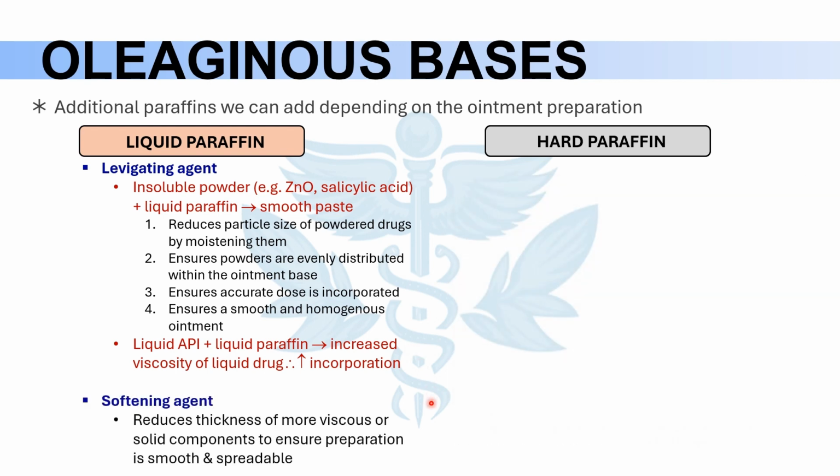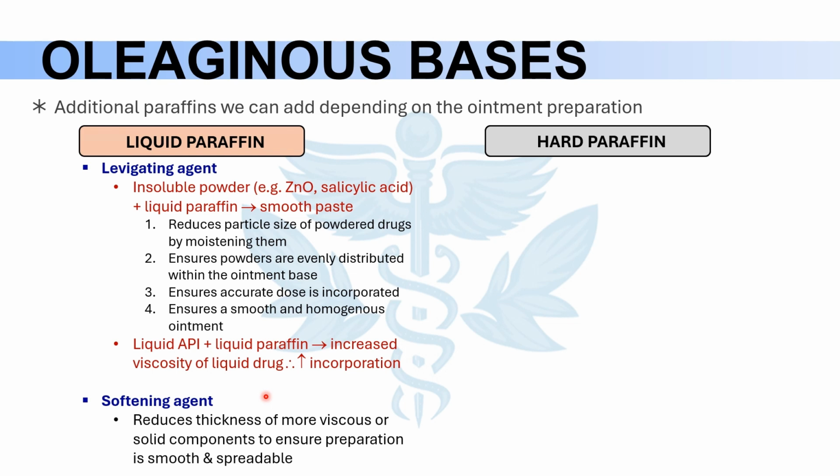We can also use liquid paraffin as a softening agent in case our drug is a very viscous liquid or a solid component, again, to ensure that we prepare a smooth and spreadable ointment.